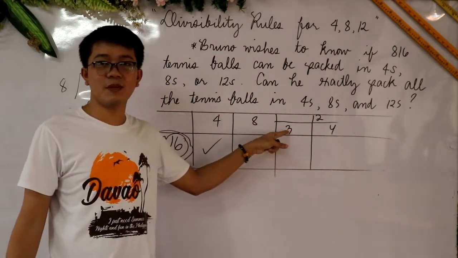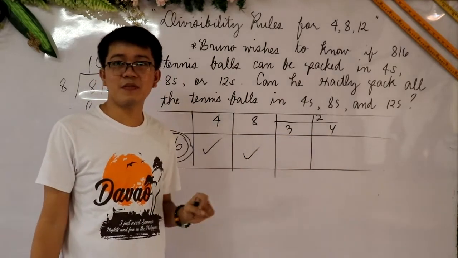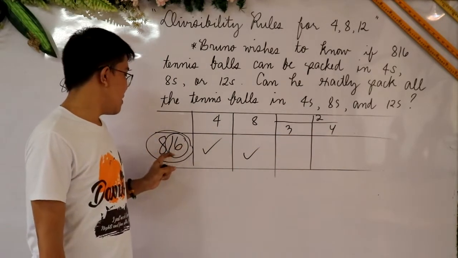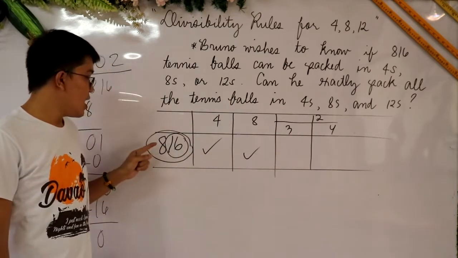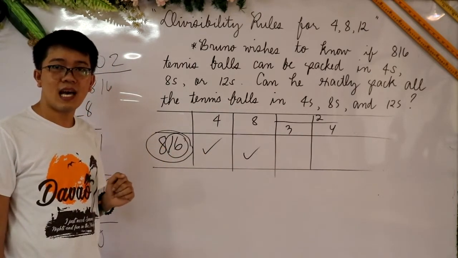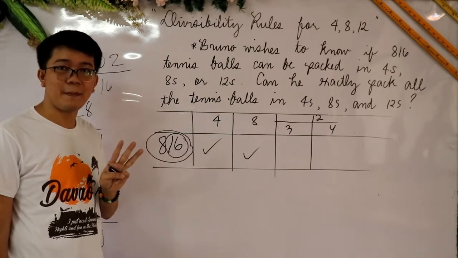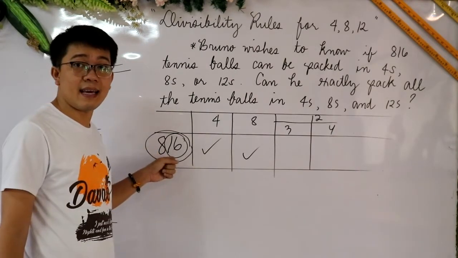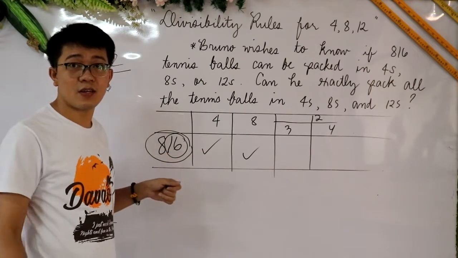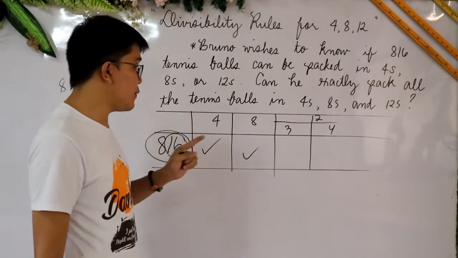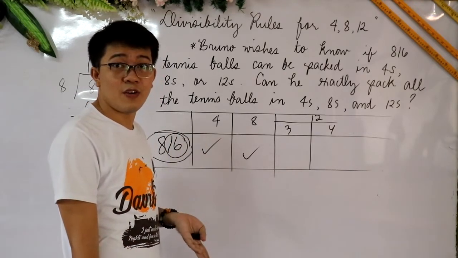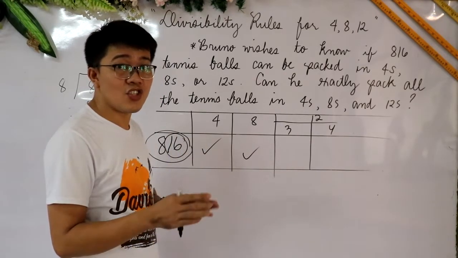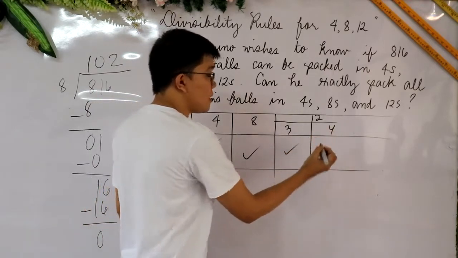Make sure that it's divisible by 3 and as well divisible by 4. First, let's add all the digits to see if it's divisible by 3. 8 plus 1 plus 6. I'll give you 3 seconds to think of the sum. 8 plus 1, 9, right? 9 plus 6, correct, it's 15. So 15 divided by 3 is what? 3 or 5? It's 5. There is no remainder, so we say it is divisible by 3.